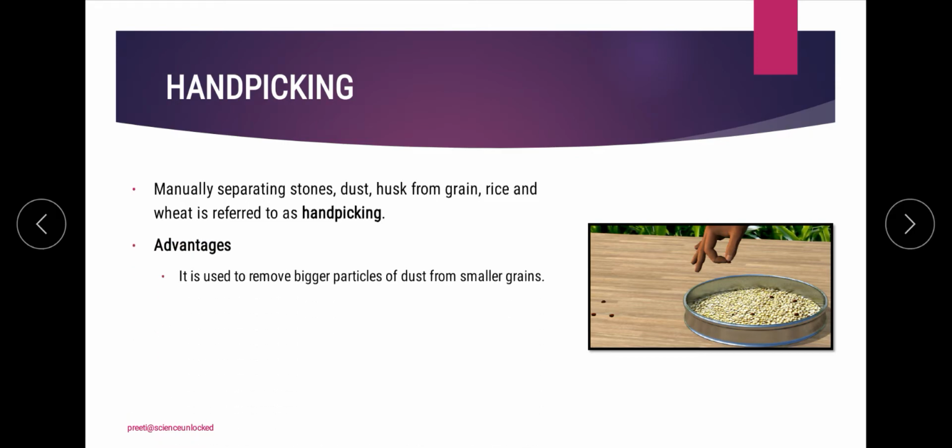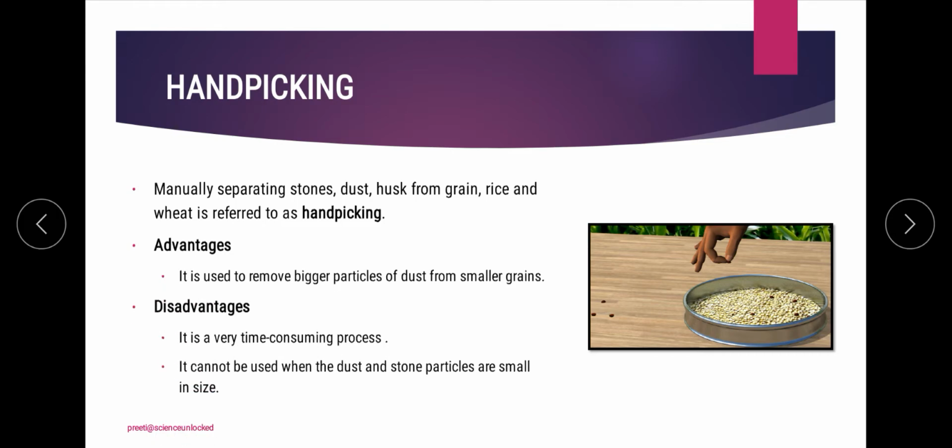This way we can simply separate the two components in our mixture, where one has to be bigger in size and the other smaller. There is one disadvantage: it is a very time consuming process, and we can only separate components where there is a difference in size between the desirable and the undesirable component. We cannot separate two things which have almost similar sizes, so this process cannot be used there. This is a disadvantage of this process.